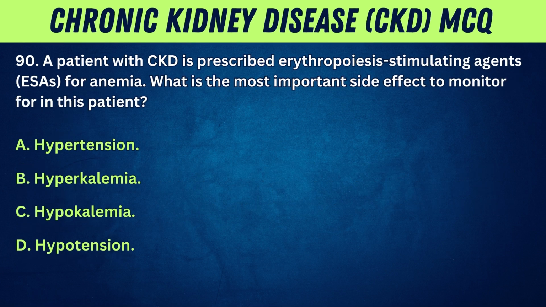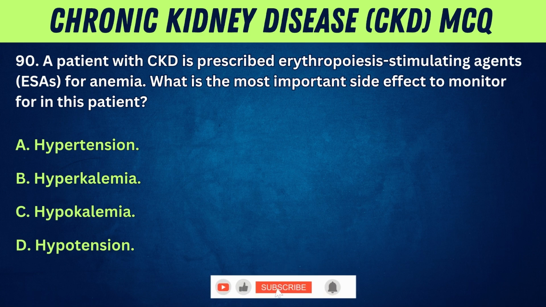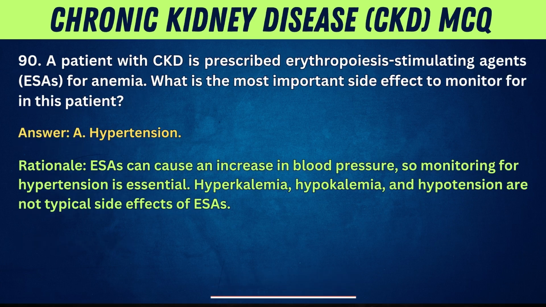90. A patient with CKD is prescribed erythropoiesis-stimulating agents, ESAs, for anemia. What is the most important side effect to monitor for in this patient? A. Hypertension. B. Hyperkalemia. C. Hypokalemia. D. Hypotension. Answer: A.